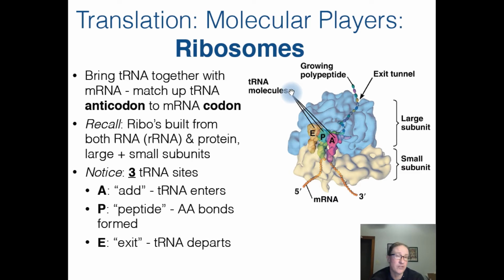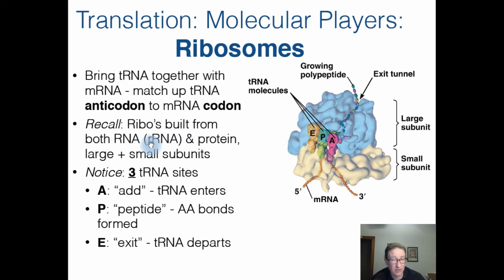Along with that, the real workhorse molecule for the process of translation are ribosomes. So ribosomes are also composed of a combination of amino acids and RNA. They're a fairly large globular molecule, and they're actually put together in the nucleus. And what ribosomes do is they are an enzyme that brings together tRNA with the mRNA. So their job is to help with matching up the anticodon on a tRNA with the codon that's present on an mRNA. And so again, they're built from a combination of RNA and protein.